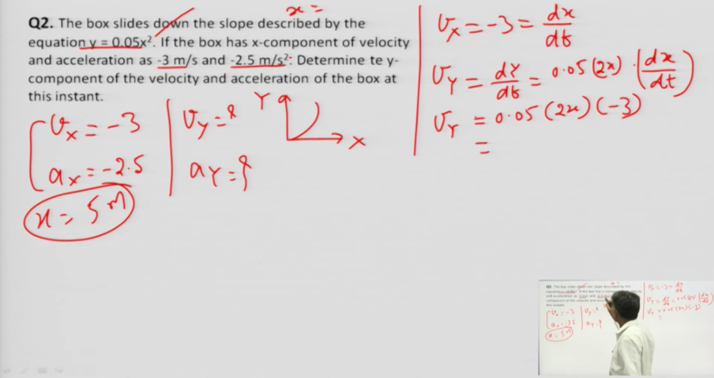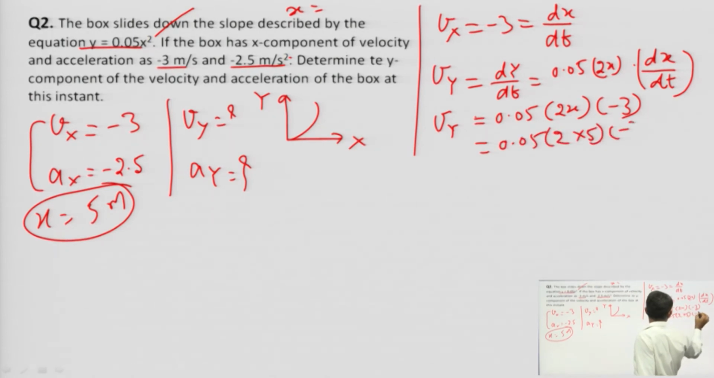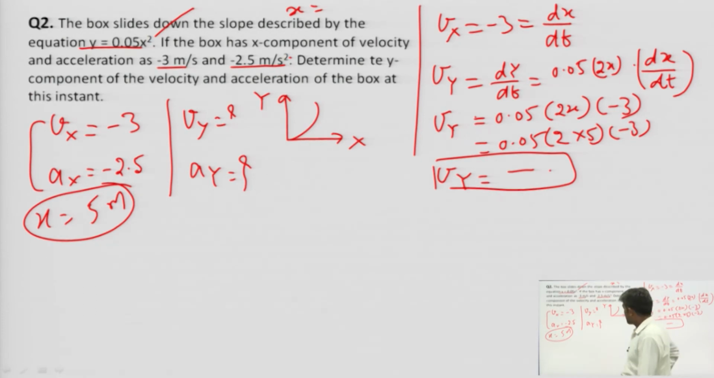Minus 3 and minus 2.5 meter per second square, these are the components of velocity and acceleration in x direction at x is equal to 5. So, by putting the value 0.05 into 2 into 5 minus 3, we have the y component of velocity.